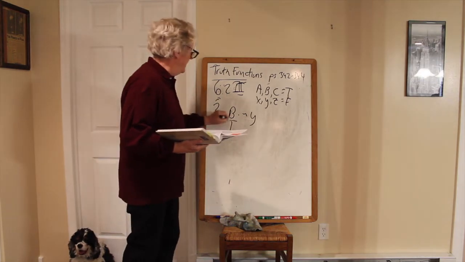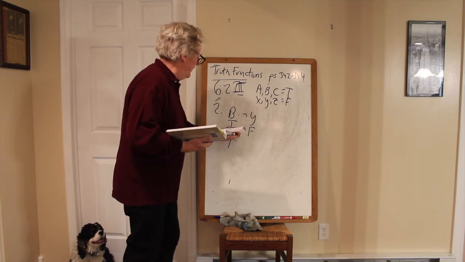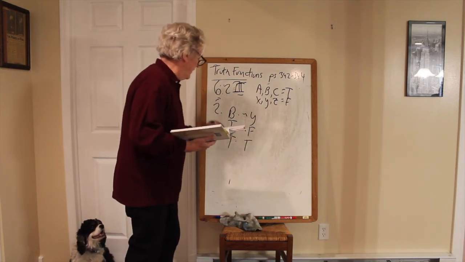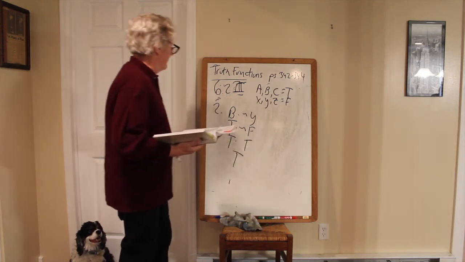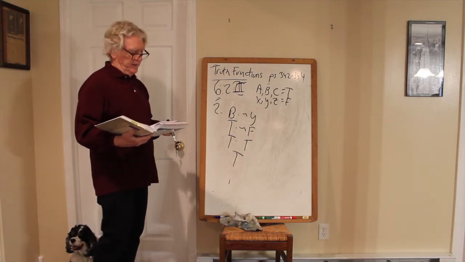So number 2 says B is true and Y is false. So true and not false. True and not false is true from our knowledge of negation. So that is true. So number 2 is true then.